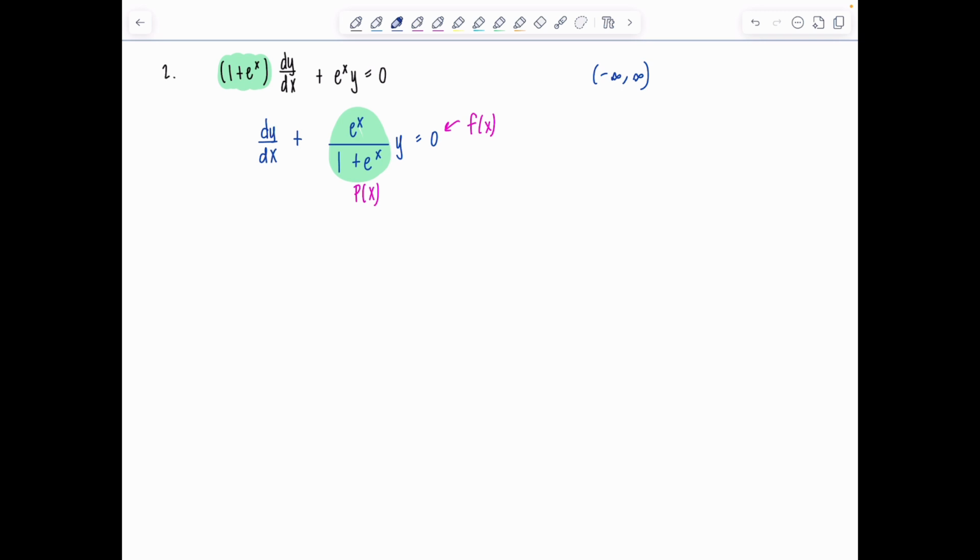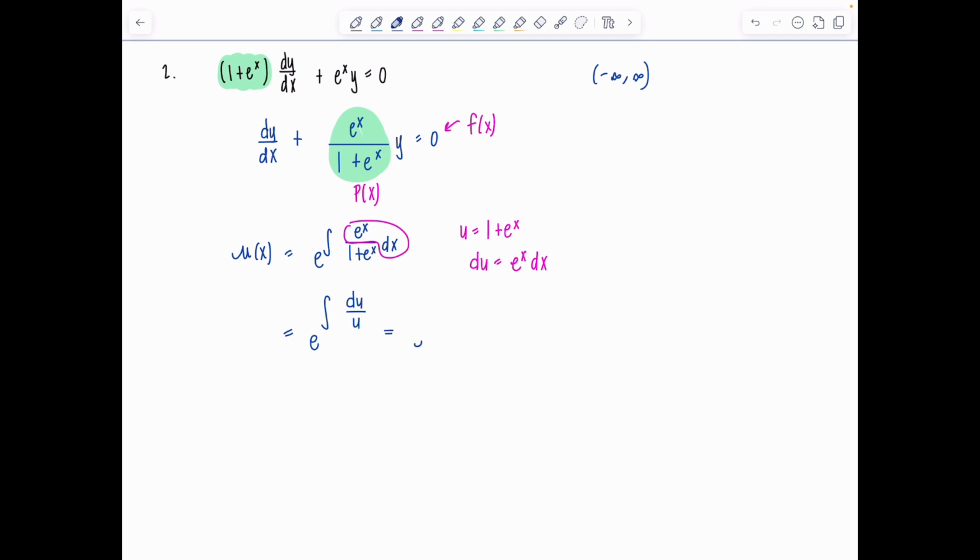So let's go ahead and find our integrating factor mu of x, e raised to the integral of e to the x over 1 plus e to the x dx. Okay, how would you tackle this integral? You could do a couple of techniques. I think the easiest is just a u sub. Let's let u equal 1 plus e to the x. du would be e to the x dx, which we have right here, yeah? Oh, that looks nice. So this is e raised to the integral of du over u.